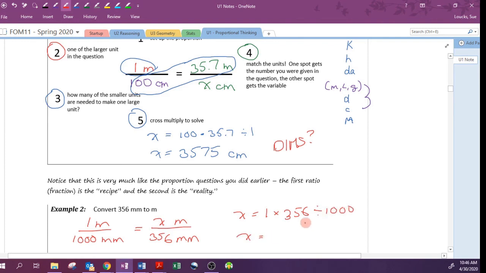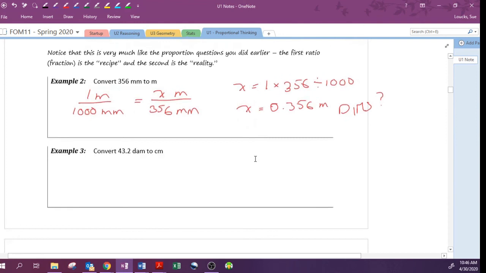So X equals 0.356 meters. Does that make sense? 356 millimeters. Well, that's less than a meter, right? Because there are 1,000 millimeters in a meter. So 356 millimeters is less than a meter, and 0.356 meters is less than a meter. So yeah, that makes sense.